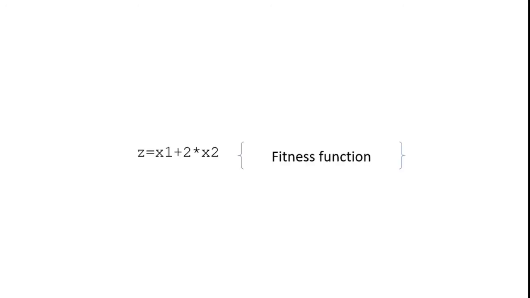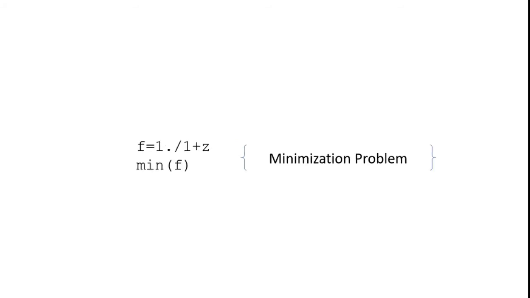After that, the fitness function is equal to x1 plus 2 into x2. Normally I say z is equal to x1 plus 2 x2. How do I write this? z is equal to x1 plus 2 and the multiplication symbol. Matlab understands the star symbol, so 2 star x2, which is known as the fitness function. Then for the minimization problem in the genetic algorithm, f is equal to 1 divided by 1 plus f of x. Here z is the fitness function, so f is equal to 1 dot divided by 1 plus z. From this I can find the minimum fitness function.